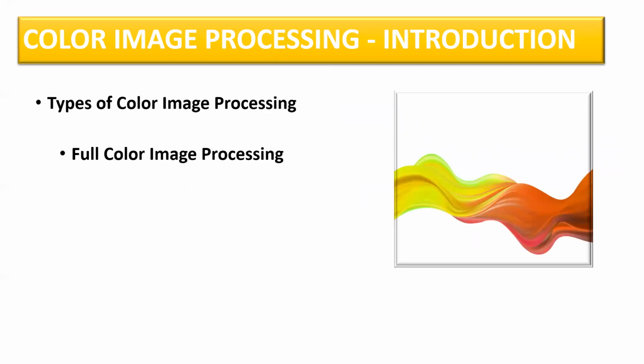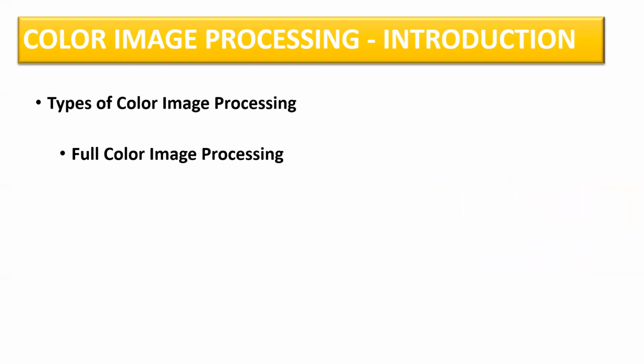Next, coming to the types of color image processing, the very first one is full color image processing. Here, full color image processing is nothing but having the fullest of the color models and original colors, true colors we call them. The very first thing to remember is that it is used for color televisions and color monitors. In those types of applications, we go with full color image processing.